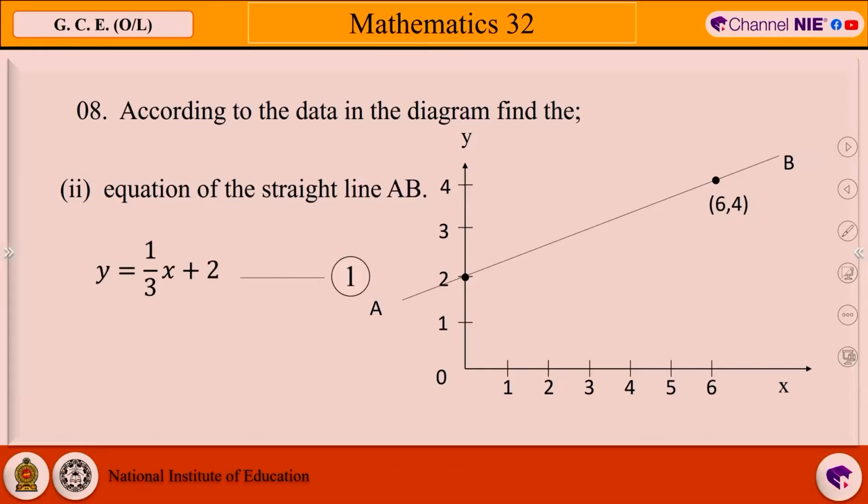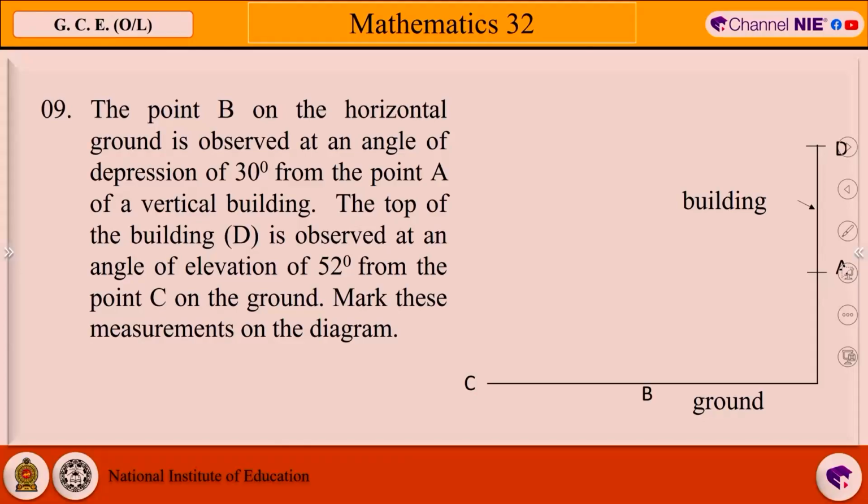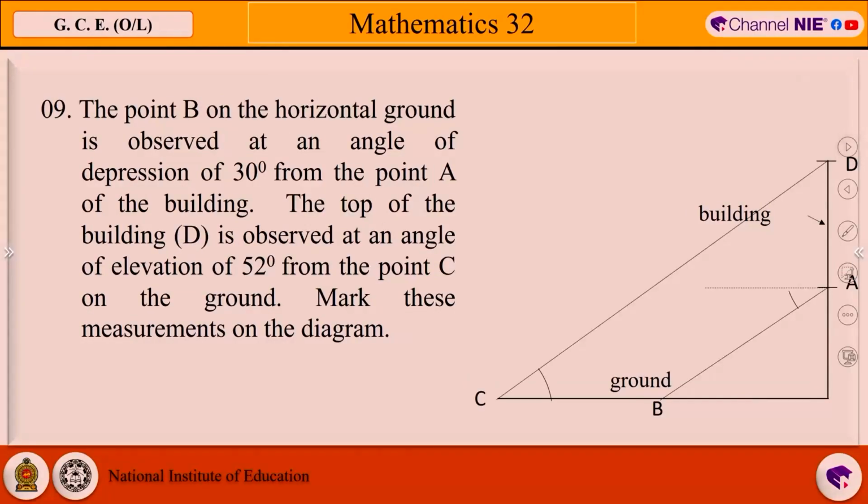Right. Now, we are in the 9th question. It says the point B on the horizontal ground is observed at an angle of depression of 30 degrees from the point A of a vertical building. The top of the building is observed at an angle of elevation of 52 degrees from the point C on the ground. Mark these measurements on the diagram. How easy? You know the angle of elevation and the angle of depression. So, we can mark them in the given diagram.